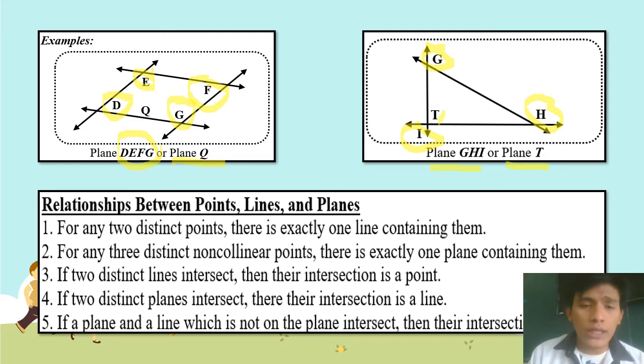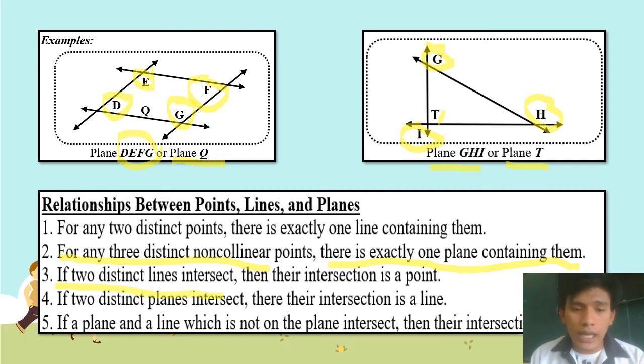For any two distinct points, there is exactly one line containing them. For any three distinct non-collinear points, there is exactly one plane containing them. Number three, take note of this one.